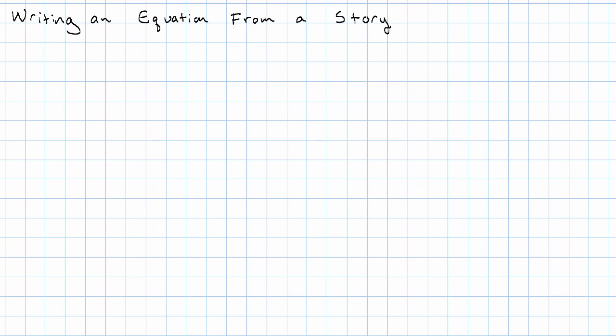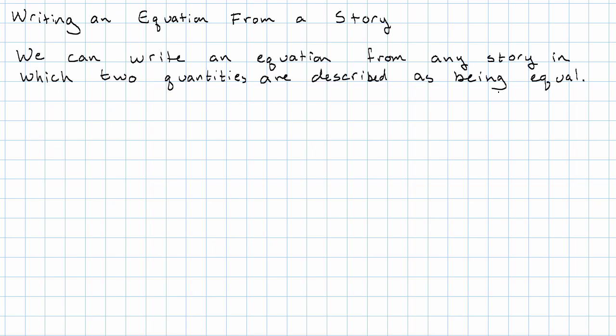Anytime we have a story in which two quantities are described as being equal, we can write an equation from that story. There are essentially two different ways that this can go. We can be told that one quantity involving our unknown is equal to some number, or we can be told that two quantities involving our unknown are equal to one another.